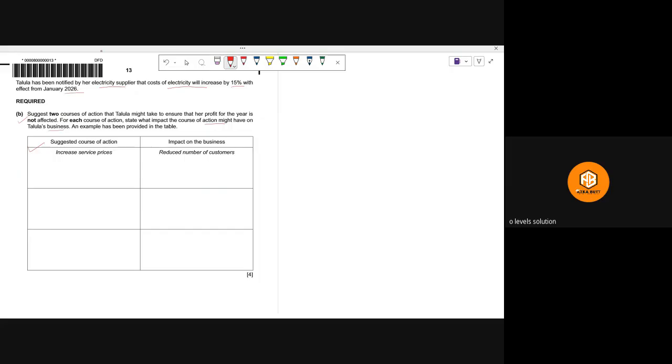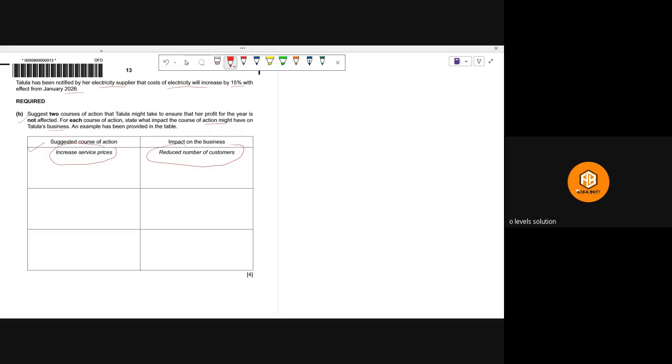If she increases the service prices, what will happen? This is the suggested course of action, so we need to write two others.